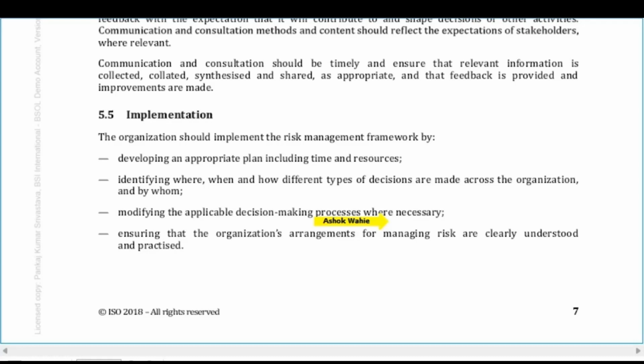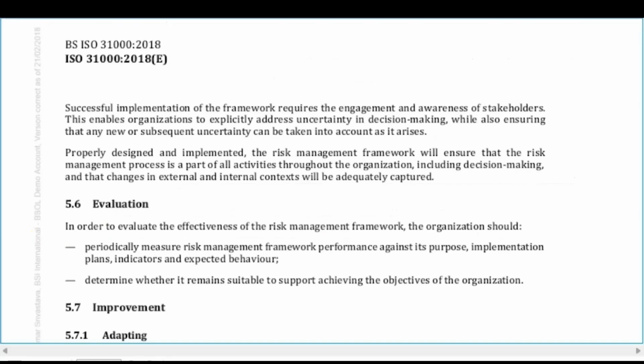Then, when you are implementing this particular framework, ensure that the organization's arrangements for managing risk are clearly understood and practiced. What are the arrangements which you have made? What is your risk appetite? What are the resources required? What are the procedures which are there? What are the tools which are there? So all these arrangements are included and made available and practiced wherever you are implementing the risk management framework based on your plan. Now, please read this paragraph.